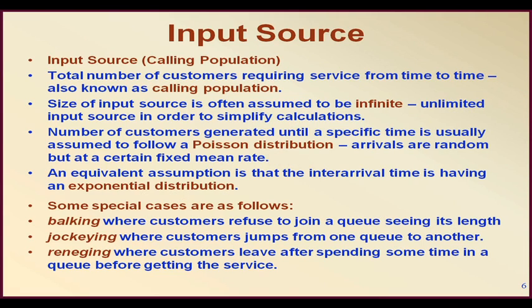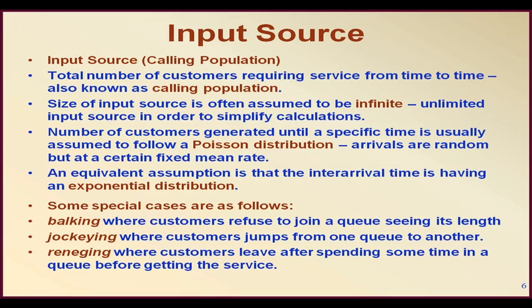Now, while we talk about input source, there are certain other things which may be called special cases that also should be remembered. The first one can be called balking. What is balking? The customers refuse to join a queue seeing its length. So, it is something like there is a highway, let us say a fuel station, where you are moving with your car and you see quite a number of people already waiting. So, you are a customer, according to the theory, you have been generated, right? A customer is generated, but you do not join the queue seeing its length, it is quite long, and therefore, you go away. So, this can be called balking.